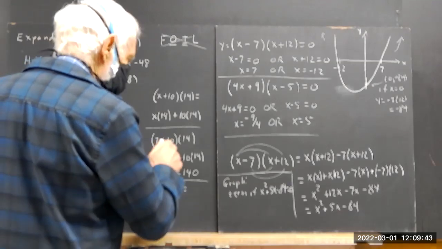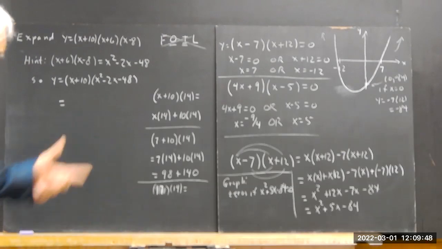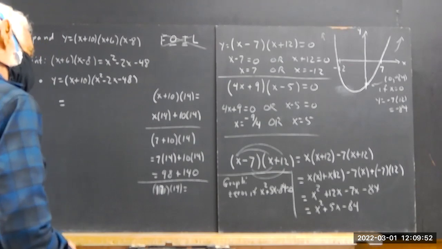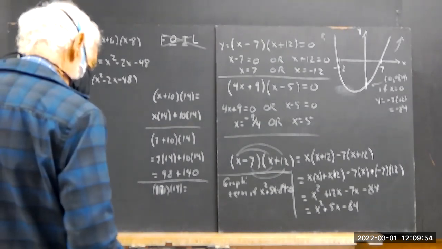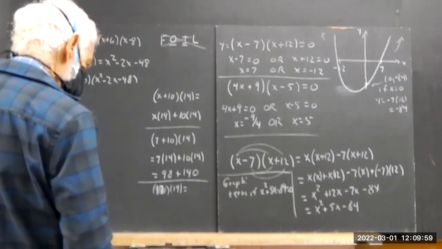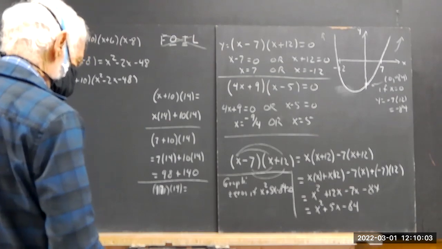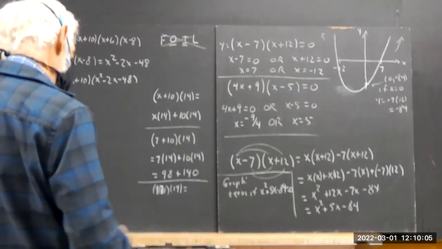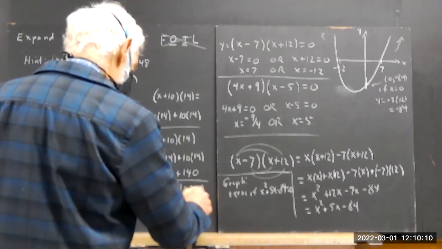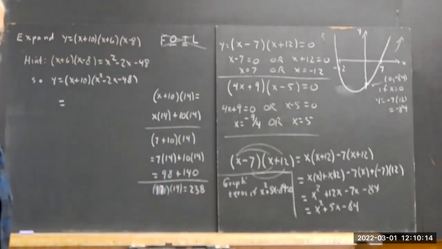17. 7 plus 10 is 17. Now, 7 times 10 is 70. I know that. Anyhow, 17 times 14 is 238. 98 plus 140 is 238.